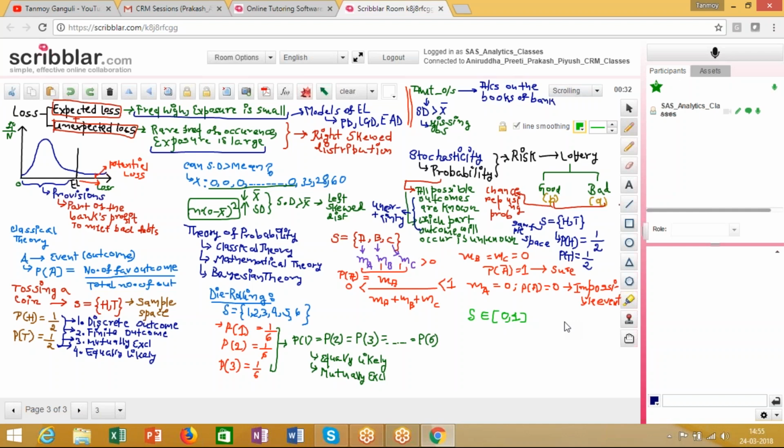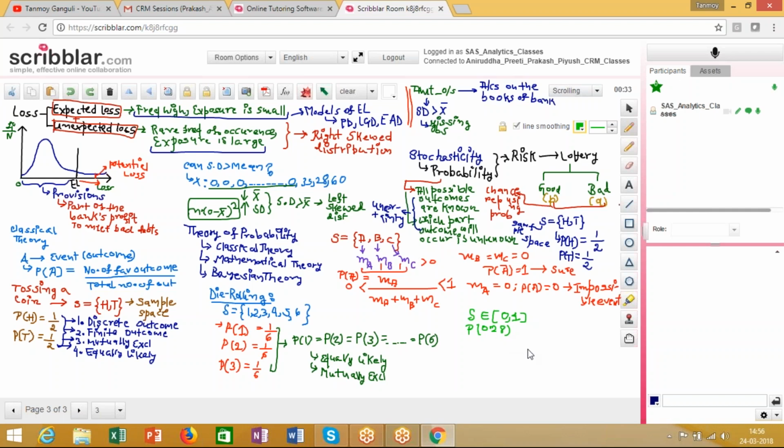Right, so now if you see that the sample space belongs to any number between 0 and 1. Now the question that comes out over here is: what is the probability of getting 0.28? So what is the probability of getting 0.28?